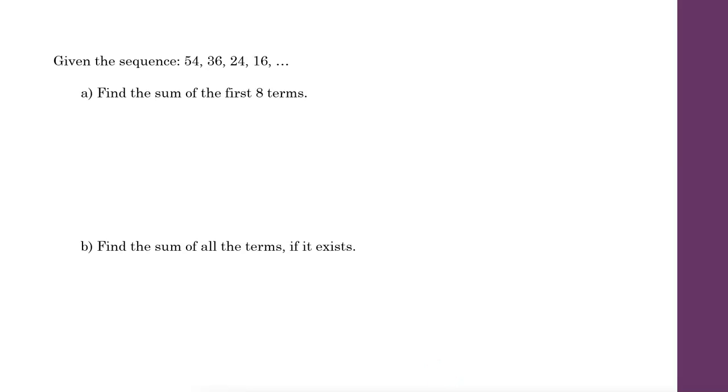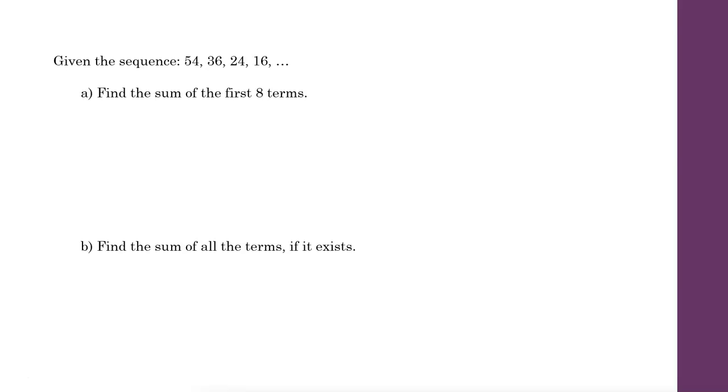So let's look at one more example. In this case, I have a sequence 54, 36, 24, 16, and we want to find the sum of the first 8 terms and then eventually find the sum of all the terms. Let's first verify that it is a geometric sequence. Whether it is or not doesn't prevent me from finding the first 8 terms. As long as I can find what the pattern is, I can write the first 8 terms and add them.